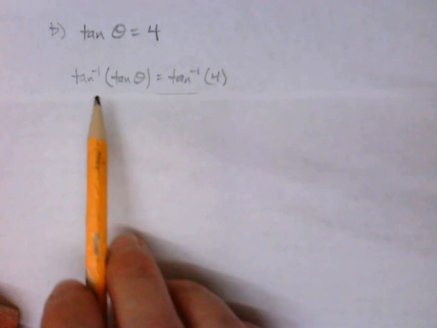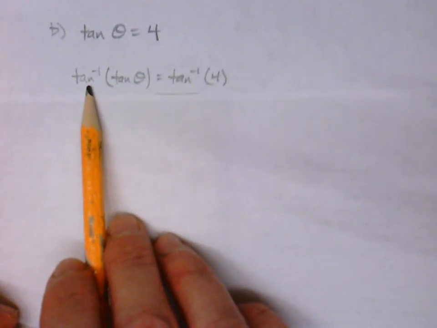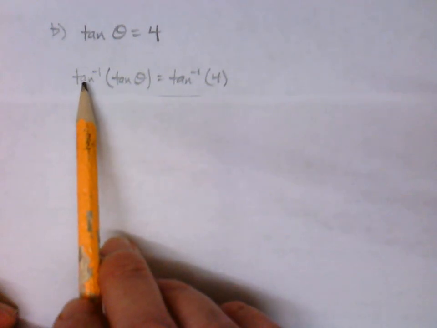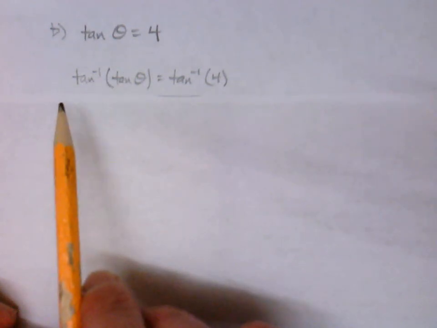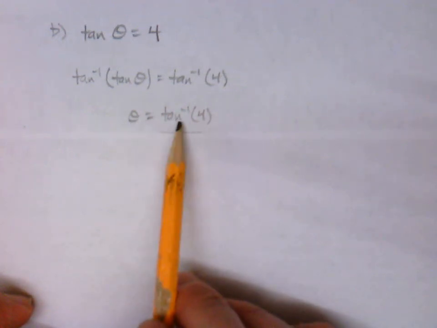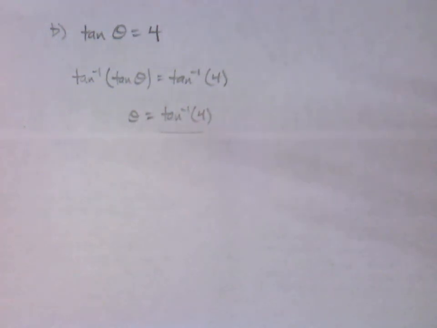So the first step, just like any trig ratio, trig function, they have inverses. So the first step here would be to take the inverse of both sides. So here it's the inverse tangent being applied to both sides. Why do we do that? Well, because the inverse tangent and the tangent cancel out. We need to isolate theta. Theta equals the inverse tangent of 4.